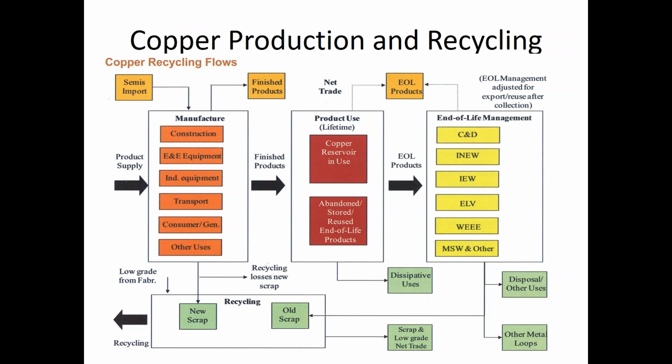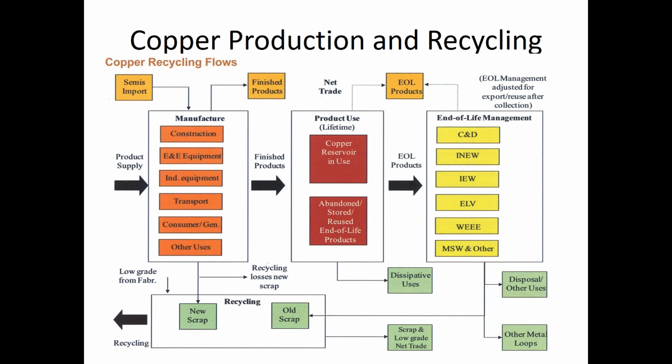All these equipment and items with copper in it then go to finished products, and then the dark red boxes here are product in use or lifetime use. This is wire in your house. This is circuit breakers. This is tube for water in your house. This is sheet for your roof. This is wiring in your car. This is electrical and electronic things that are in your phone and so forth.